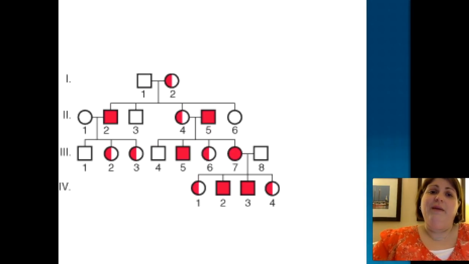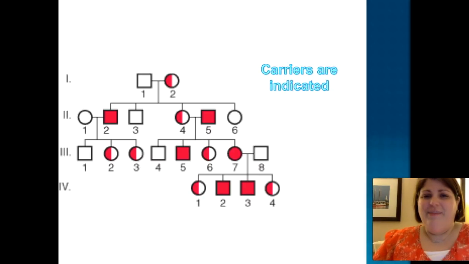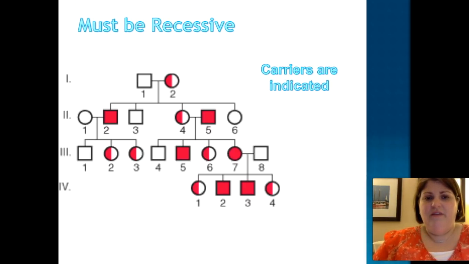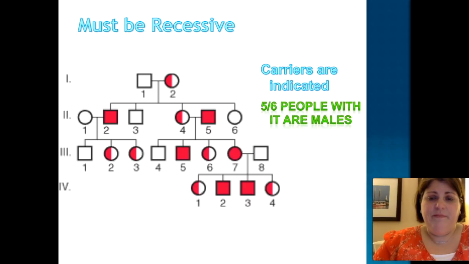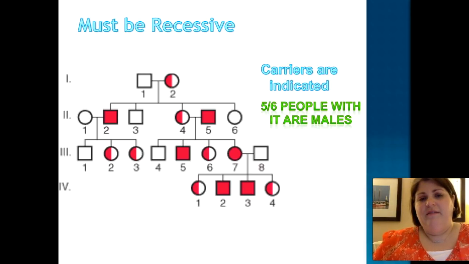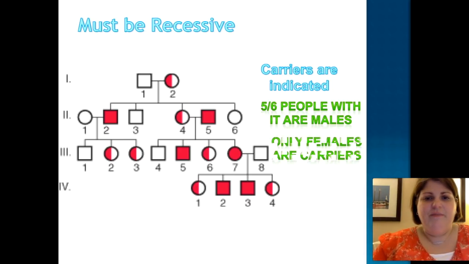What can you conclude about this pedigree? First off, this one has carriers indicated, so we don't need to do any more analysis. We know that this pedigree is mapping a recessive trait. Secondly, let's make some conclusions about the members of the family. When we look at this, of the 6 individuals who express the trait, 5 of them are males. So we are pretty certain already that this is most likely a sex-linked trait.